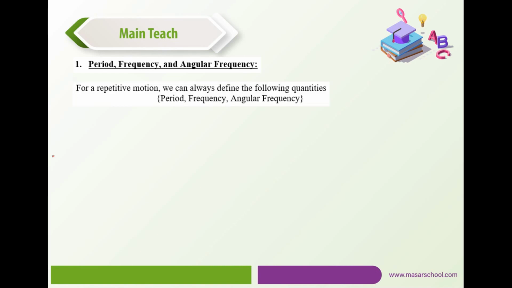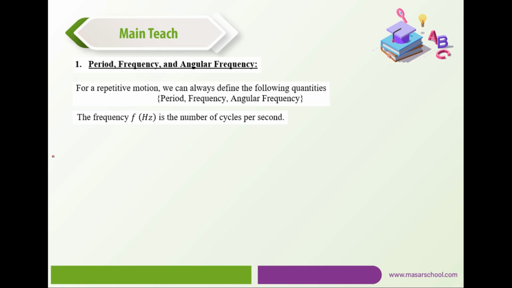For a repetitive motion, we can always define the following quantities: period, frequency, angular frequency. And whenever we're talking about repetitive motion, one perfect example is circular motion, because as the particle is moving along a circle, the motion will repeat itself due to the symmetry of the trajectory itself.